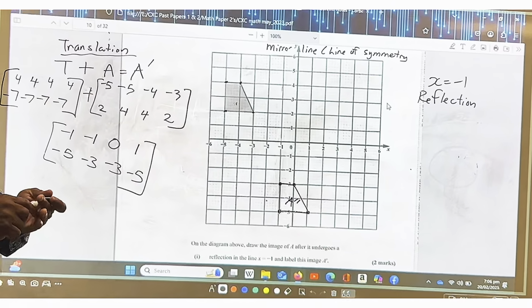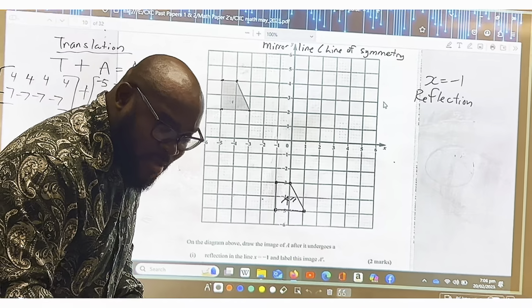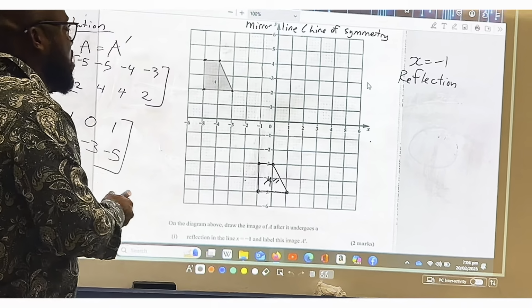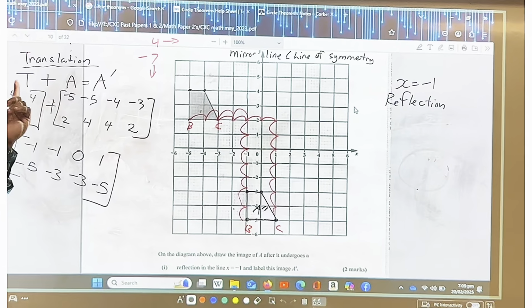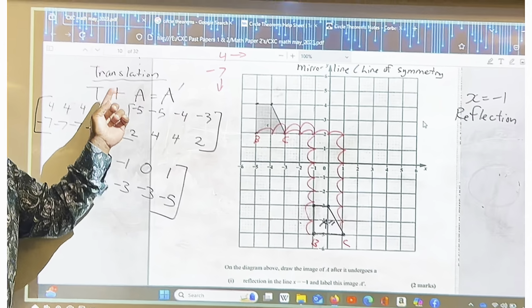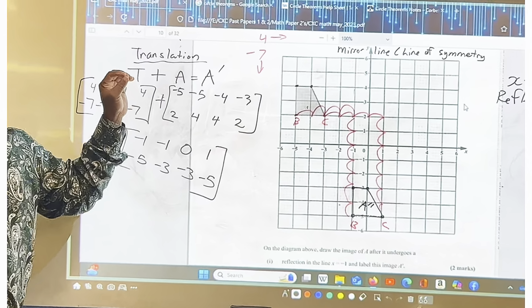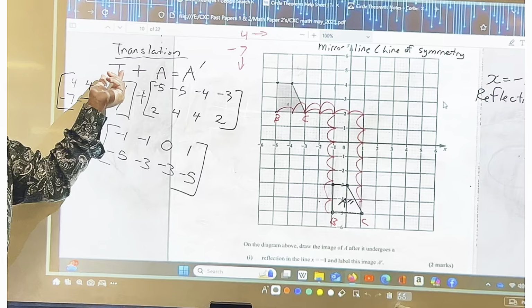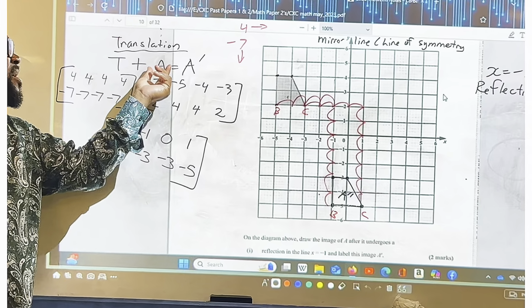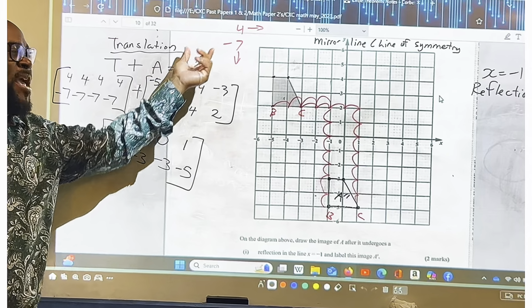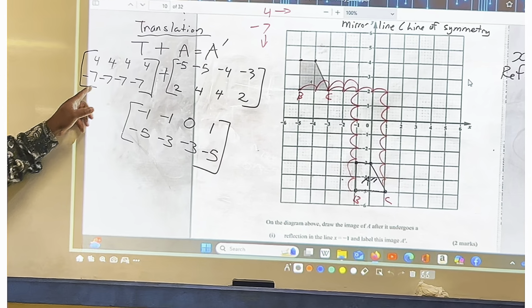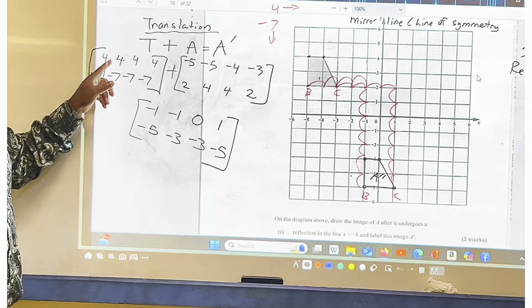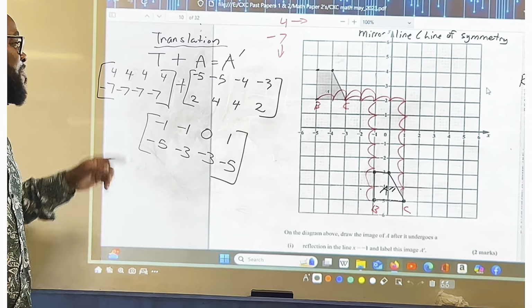The way some of you try to do it, which is still correct, which I like, is the translation. But remember, translation is the only transformation that has a plus. So the translation plus A will give me A image. Now the translation says 4, negative 7. You don't press it wrongly.